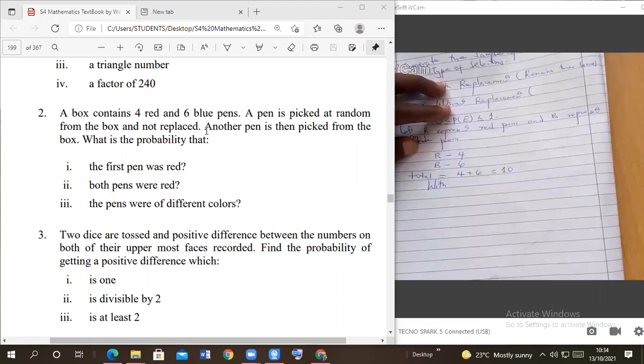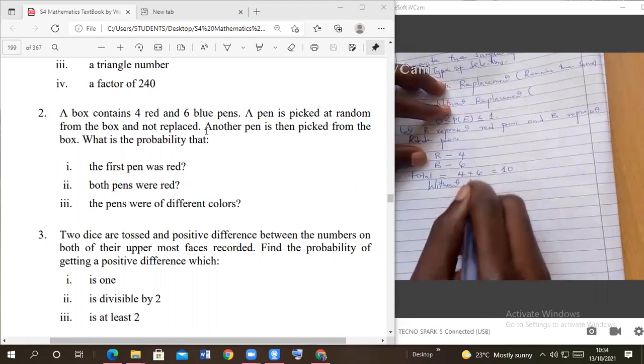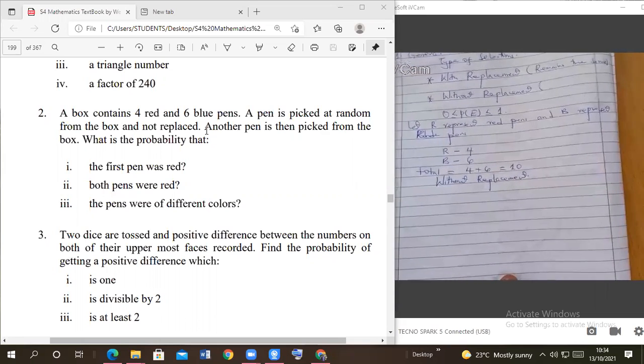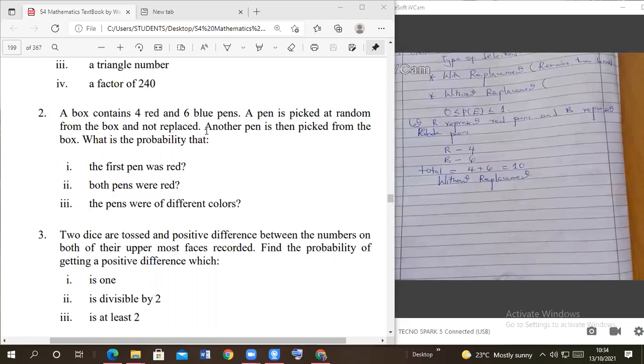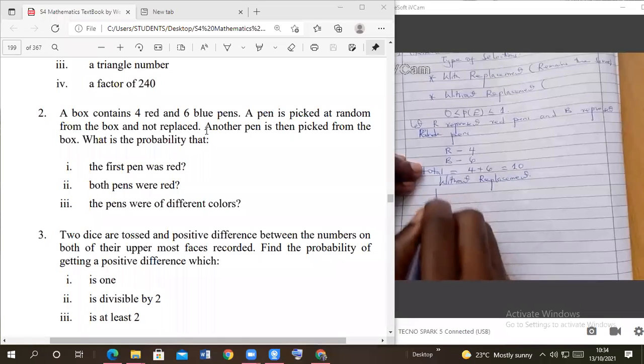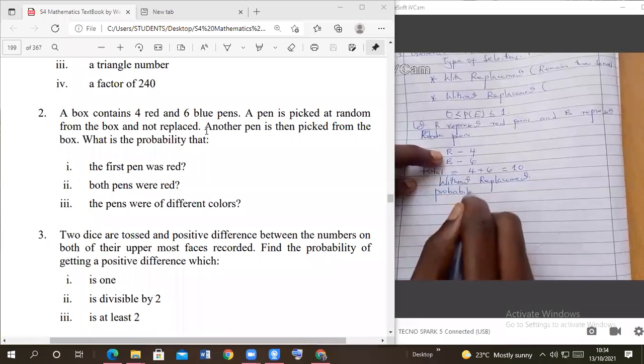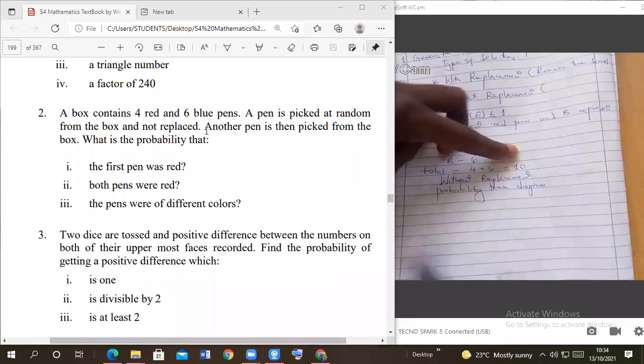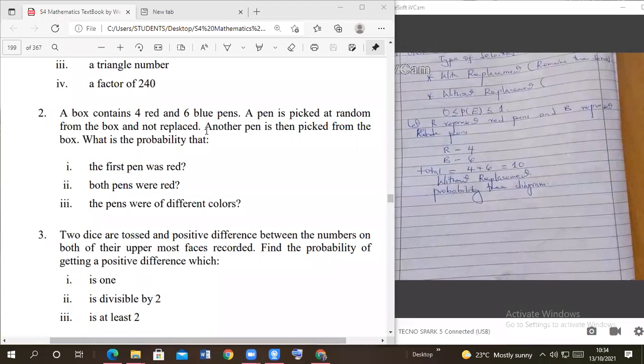What does that mean, members? Is it without replacement? Without replacement. And how many times was this experiment done? Twice. Good. So, probability tree diagram.